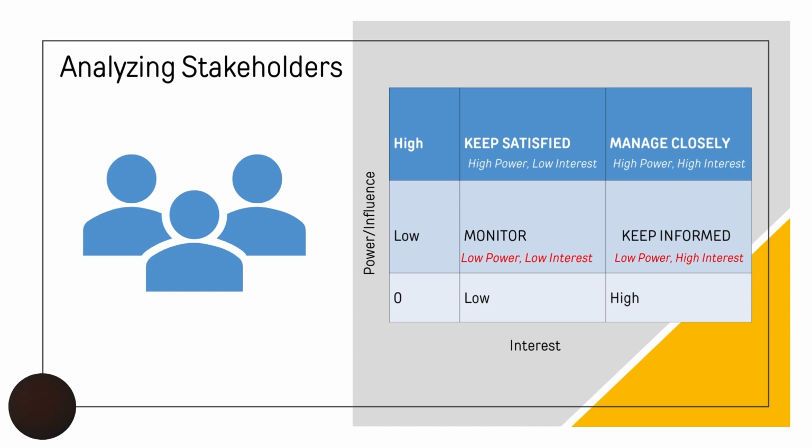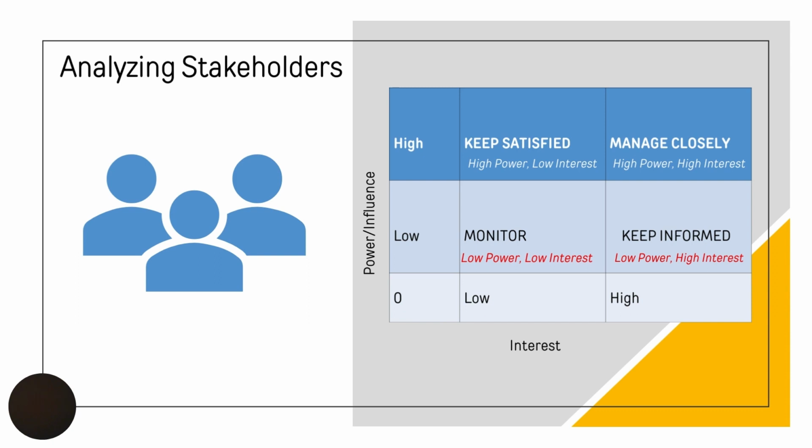Now, for the stakeholder grid, we've broken it into four segments. On one segment, you've got the monitor. On another, you've got keep satisfied. On another, you've got manage closely. And on the last quadrant, we've got keep informed.